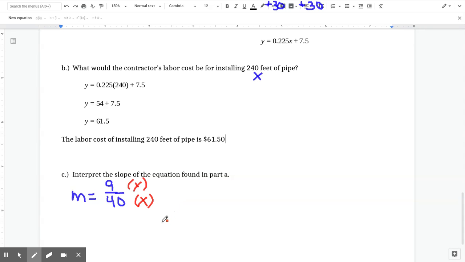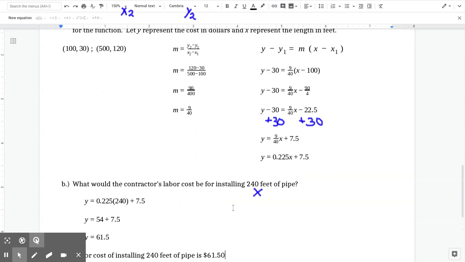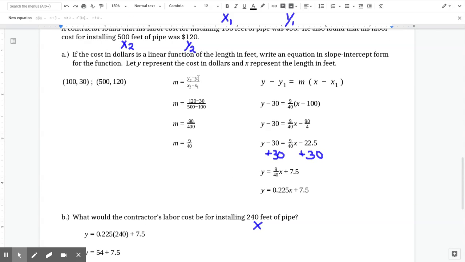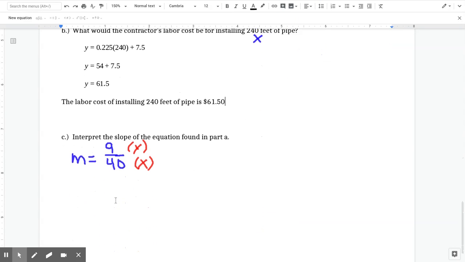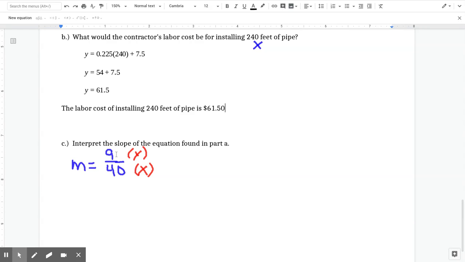I'm saying that based off of our slope formula. Our slope formula always says y2 minus y1 over x2 minus x1. So the number from the top is calculated from subtracting y values, and the number from the bottom is calculated from subtracting x values. So the 9 is our change in y, the 40 is our change in x, and that lets us interpret our slope because it tells us how much the y is changing with this change of x.